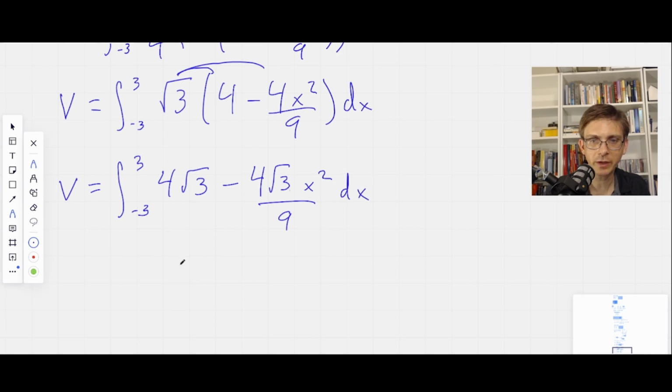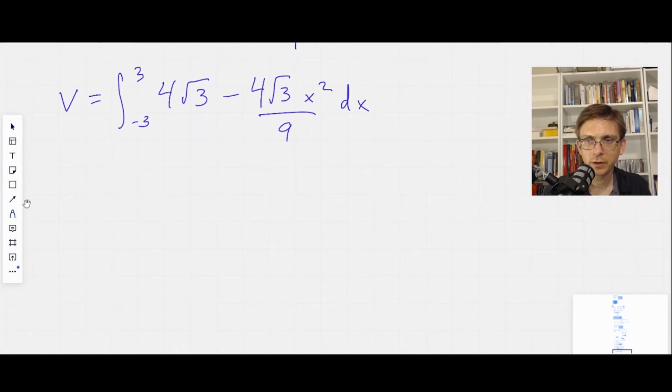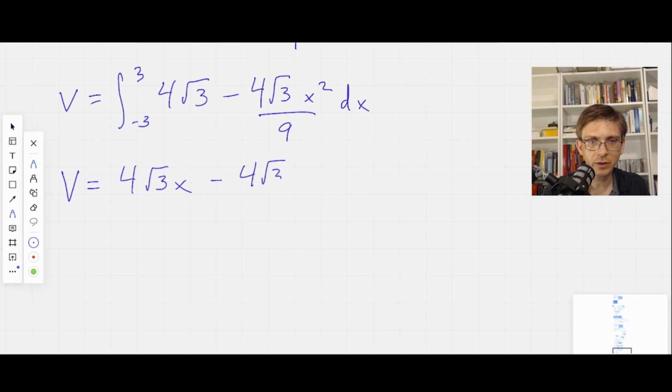dx. Okay, so let's integrate all of these. And if you're still a little new to integration, that's fine. You can use the power rule and work through this. The integral of 4 rad 3, well, that's just the integral of a constant. So that is going to be 4 rad 3x minus, we've got the 4 rad 3 over 9 times, and then we'll take the integral of x squared, which we add 1 to the exponent and then divide by that new exponent. And then we're evaluating this from -3 to 3.